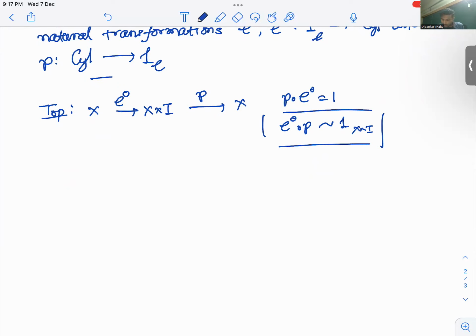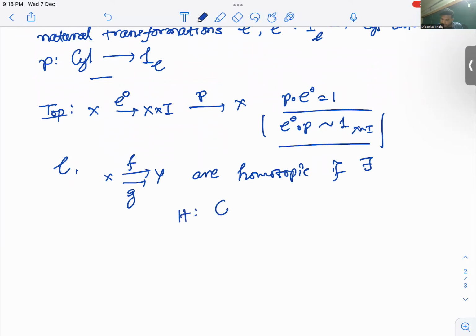So the idea was: maps F and G in an arbitrary category C with a cylinder structure are homotopic if there is a map H from the cylinder on X to Y such that H composed with E0 is equal to F and H composed with E1 is equal to G.